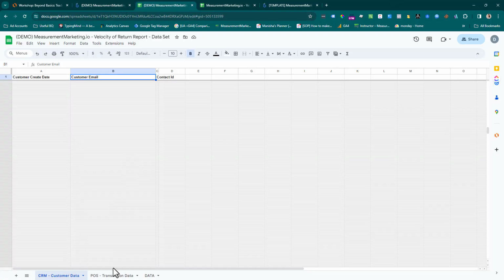Okay, so what do you need? You need CRM data. So why are we calling it CRM data? If you don't have a CRM, you really just need your customer data. What you need, and I've hidden all our data so you can't see it, is customer create date and customer email. Those are the two things you need.